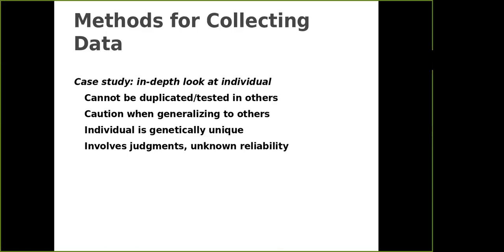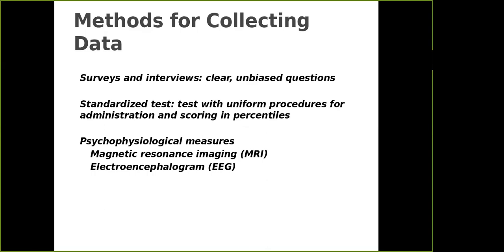What's it like to be a conjoined twin who is separated from surgery, and now you have a separated sibling? Well, that's a really unique kind of situation, but it might tell us something about sibling relationships in general. But again, it's difficult to know how much of that you could generalize because that situation is so different. Other ways that we collect data include surveys and interviews.